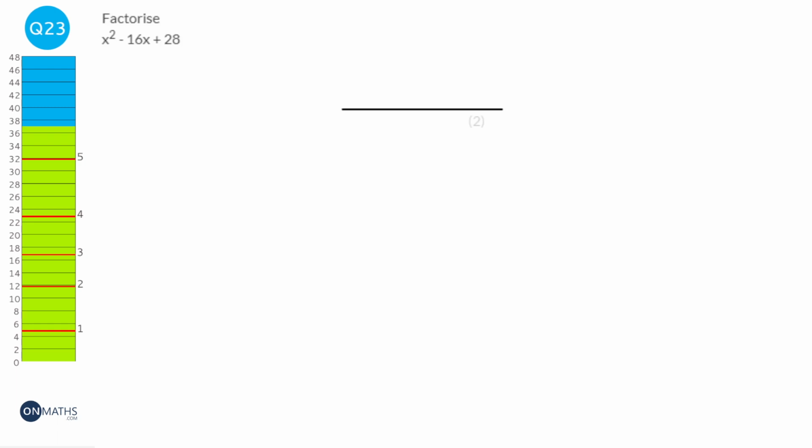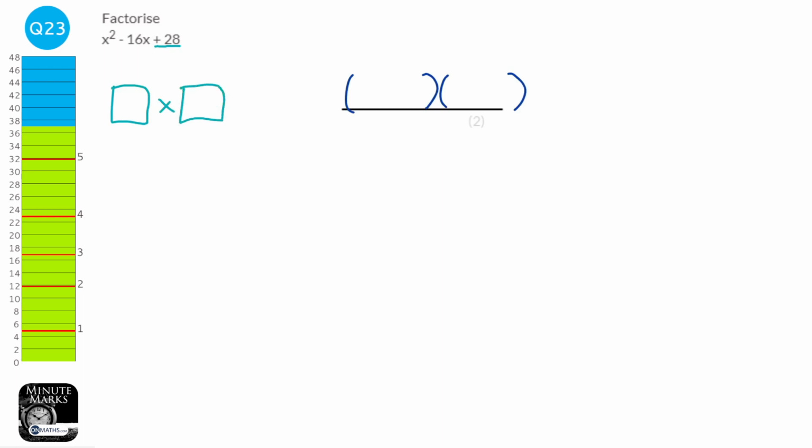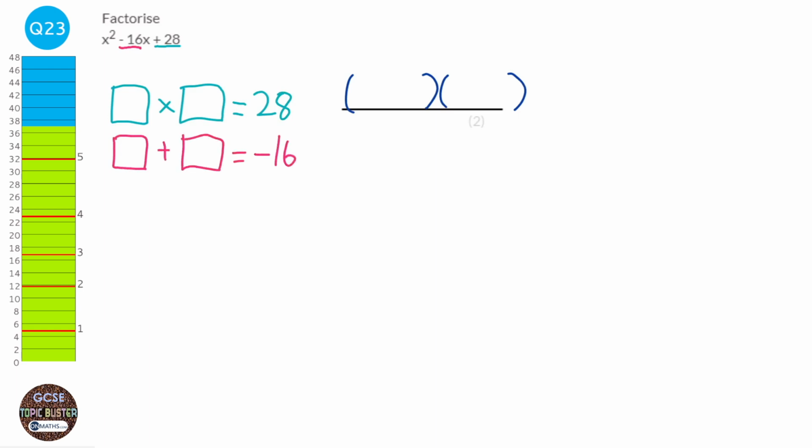When factorising a quadratic, and this is a quadratic, so we've got an x squared term, an x term, and a number term, we need to find numbers to put in two pairs of brackets. To do that, we first look at the number on its own, the 28, and find two numbers that multiply together to make that 28. We also look at that minus 16, the coefficient of the x term, and we know that they've got to add together to make that minus 16.